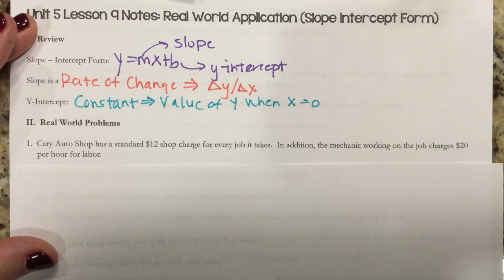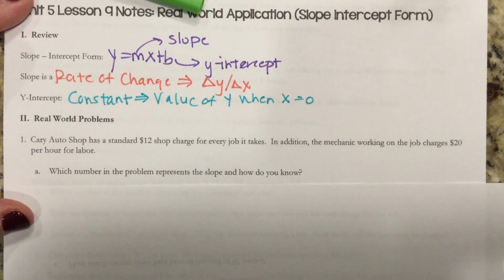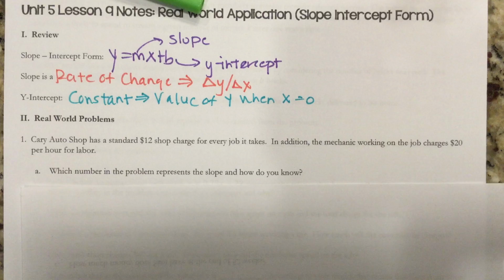Carrie Auto Shop has a standard $12 shop charge for every job that it takes. What does that mean? It means no matter how big or how small the job might be, they are going to charge a $12 fee. In addition, the mechanic that actually works on the job is going to charge $20 per hour for labor. Our first question is which number in that problem represents the slope and how do we know?